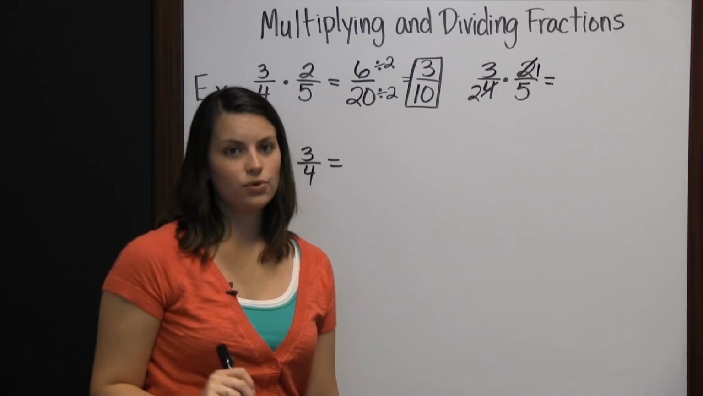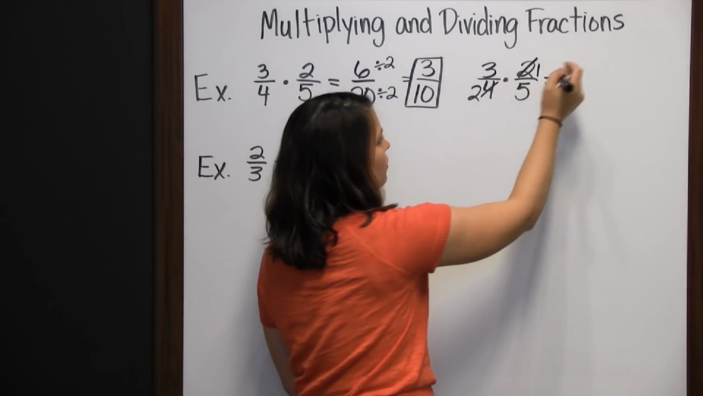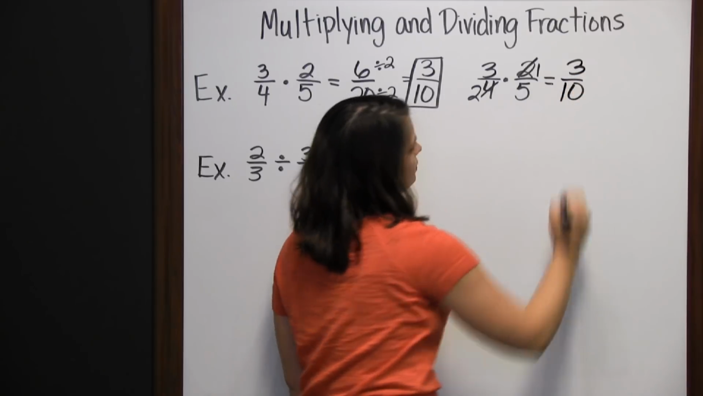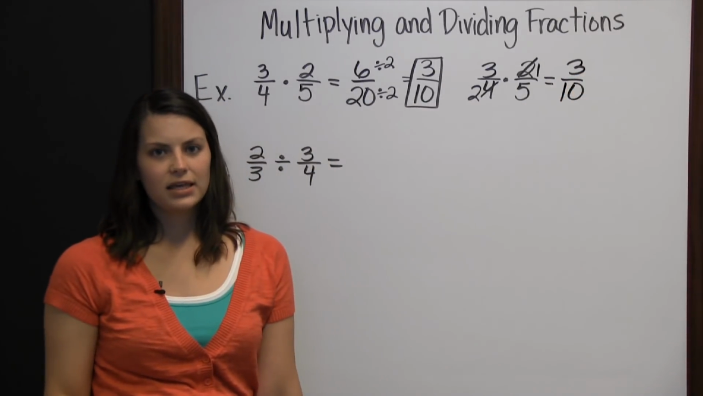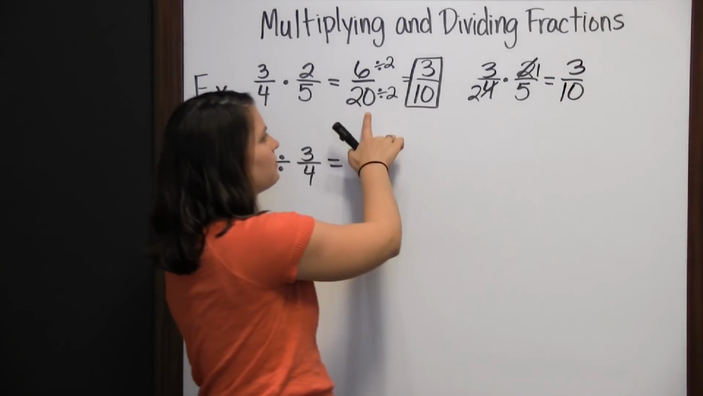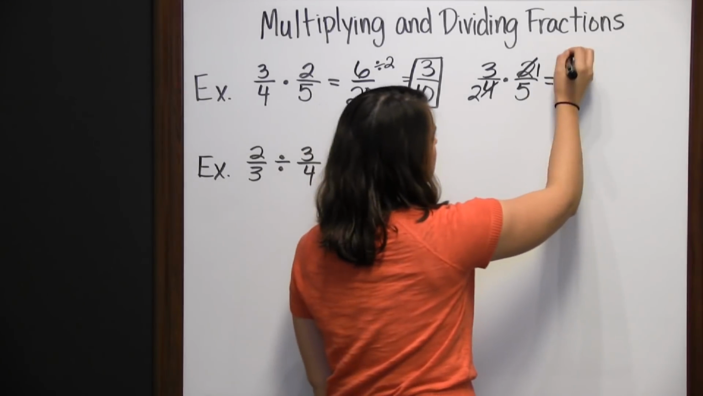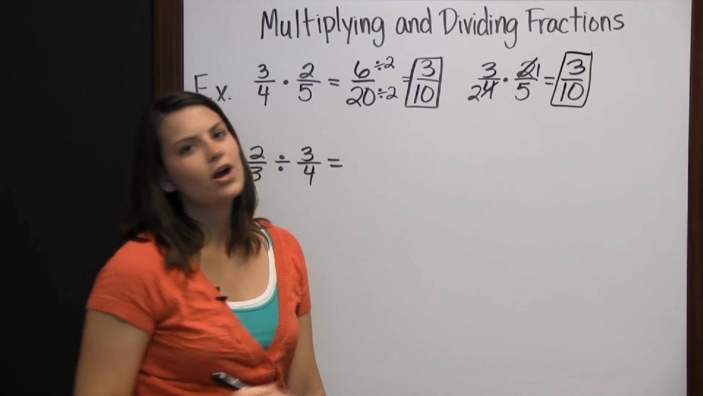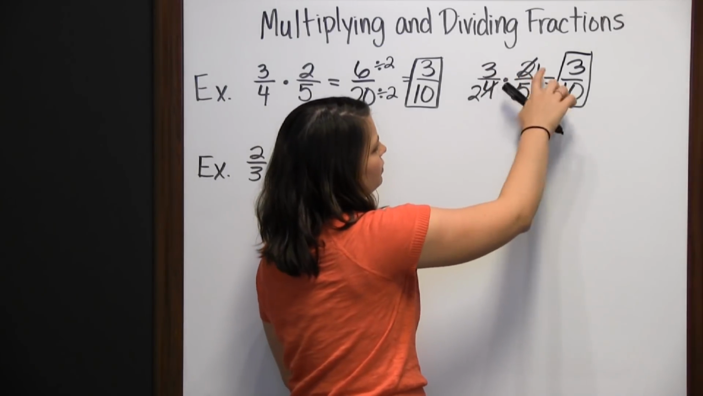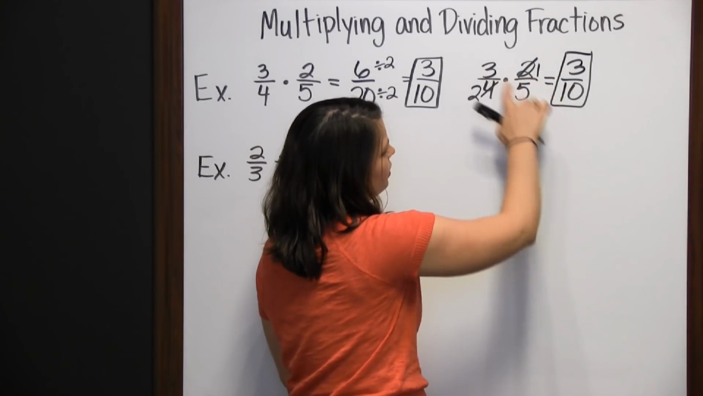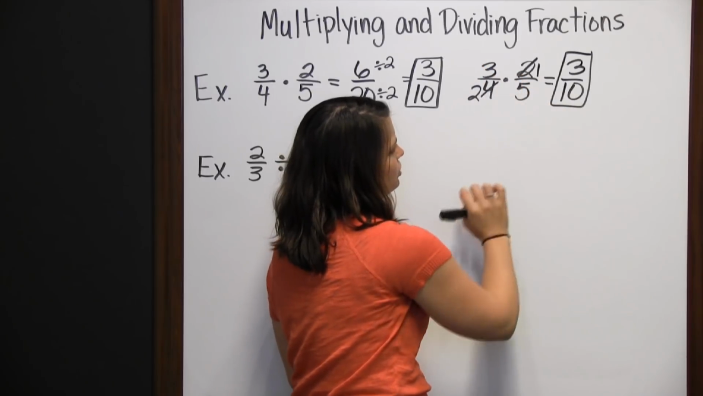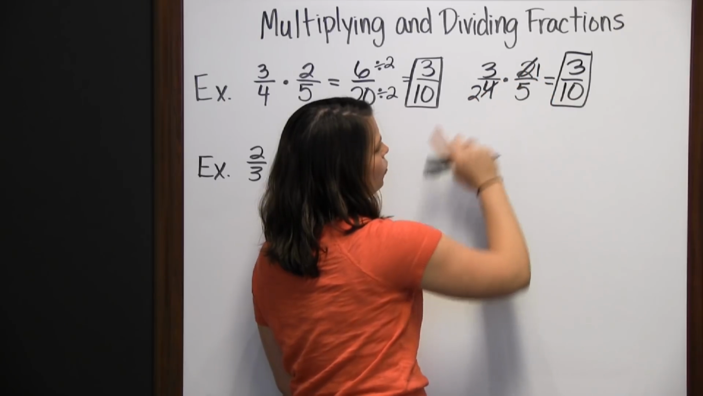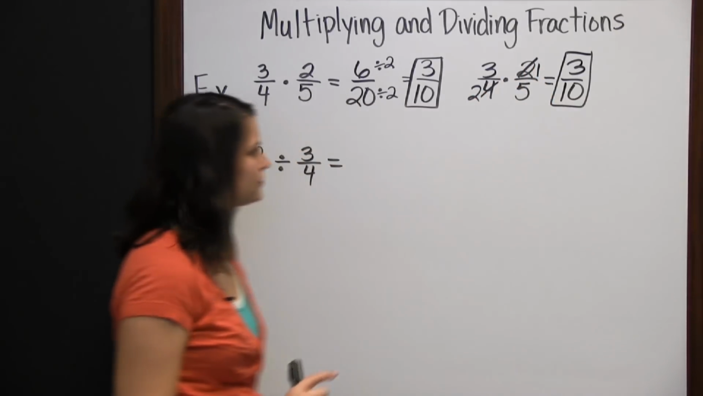Then you multiply like normal. 3 times 1 is 3, and 2 times 5 is 10. So cross-canceling saves you the step of simplifying, but you get the same result. Make sure that you don't ever try and cross-cancel numerators with each other. It's only those diagonal numbers that you can cross-cancel. So you cross-cancel a numerator with a denominator.